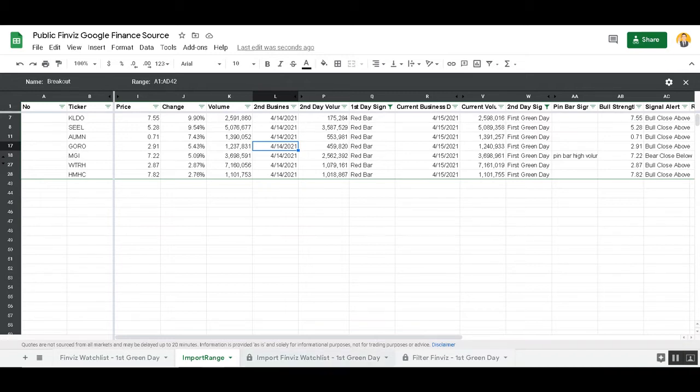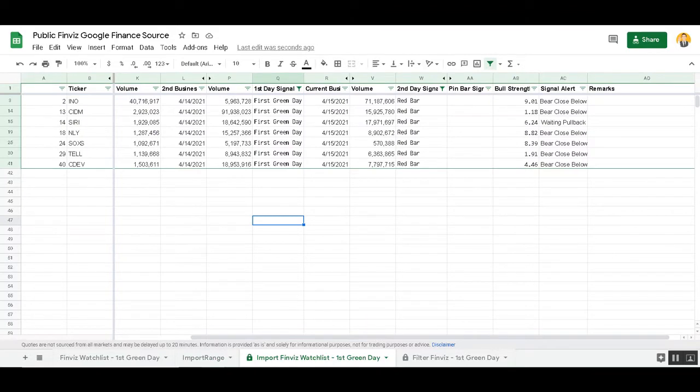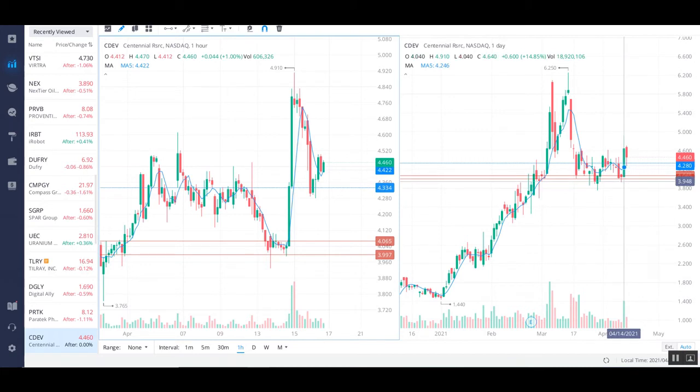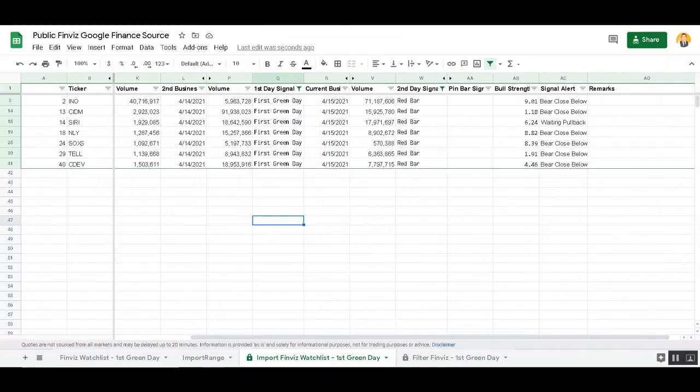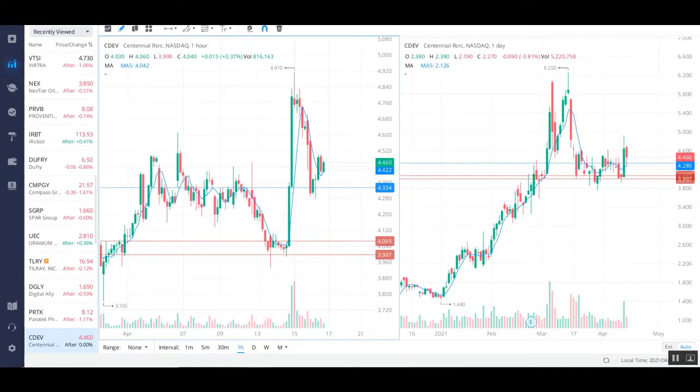How about pullbacks, weakness? I prepared one here, and as you can see, there's a bullish engulfing candle 2 days ago, and there's a red bar which is a pullback. So INO. This is a bullish engulfing candle 2 days ago, and there's a weak pullback because the trading volume is pretty low. Let's find another example. CIDM. Okay, I clicked wrong. Let me close this. CIDM.